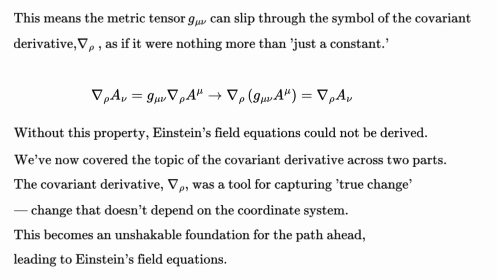We've now covered the topic of the covariant derivative across two parts. The covariant derivative, nabla rho, was a tool for capturing true change that doesn't depend on the coordinate system. This becomes an unshakable foundation for the path ahead, leading to Einstein's field equations.